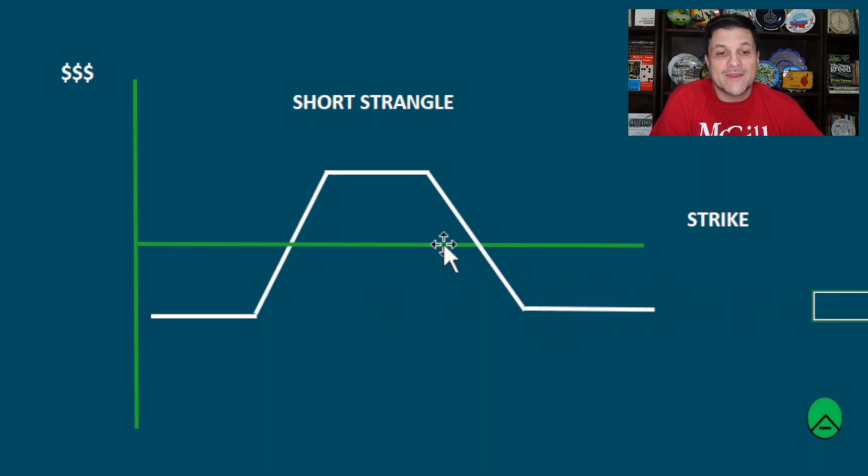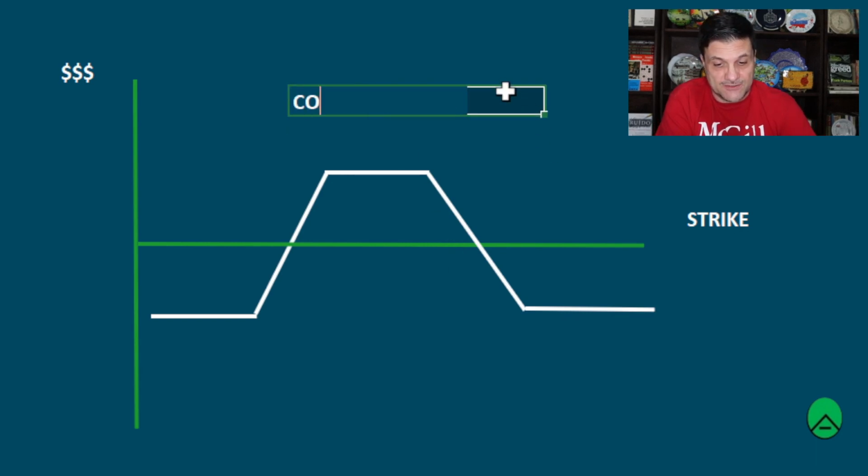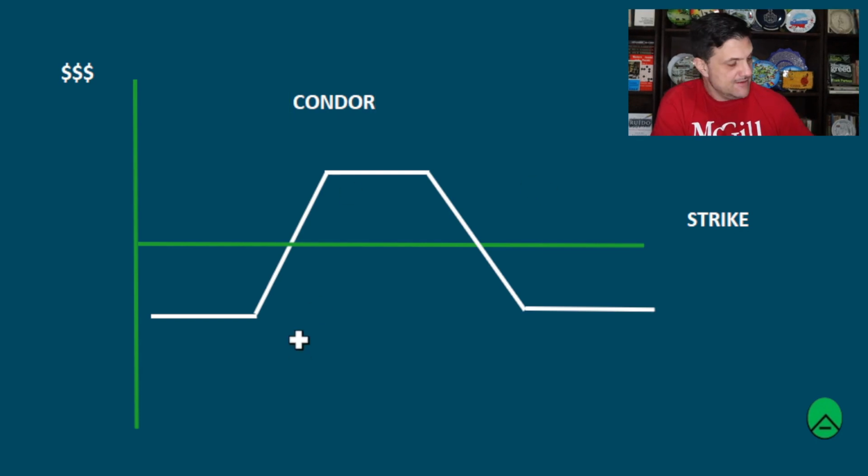Look at that. That, my friend, is a condor. Look at the shape that the condor has. It's similar to the short strangle, but it has a floor that creates a cushion here. So when the options that I sold start losing money, at one point I will be able to exit that position because I purchased protection.